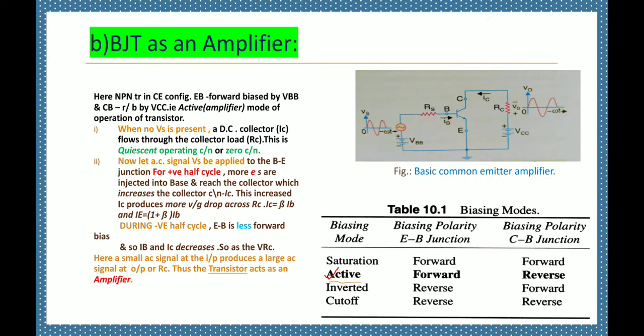V0 decreases. So thus there is increase and decrease of the output voltage across. So IB and IC decrease, and thus we saw how amplification is done. The output obtained across RC is of larger magnitude than that of the input. So this is how BJT is acting as an amplifier.